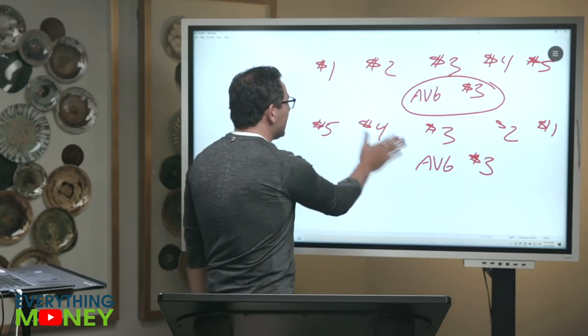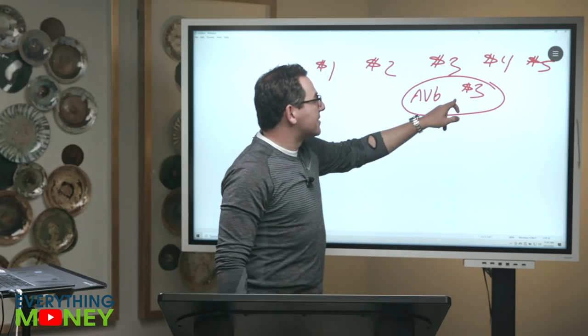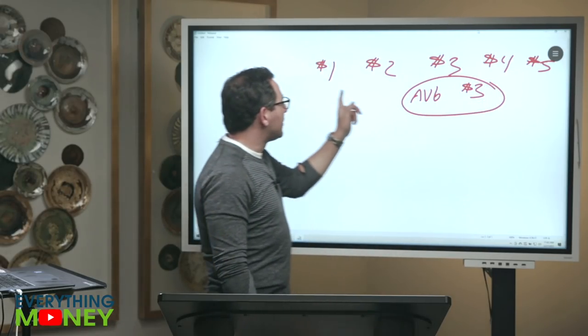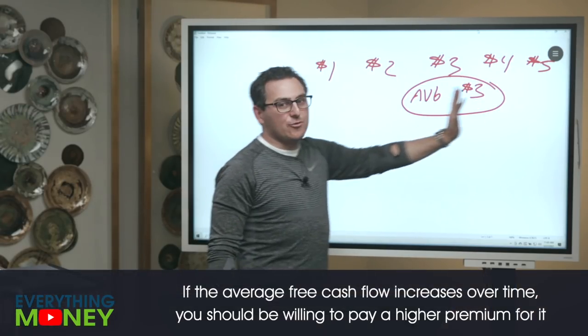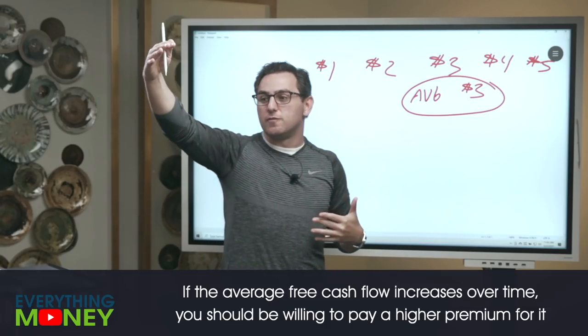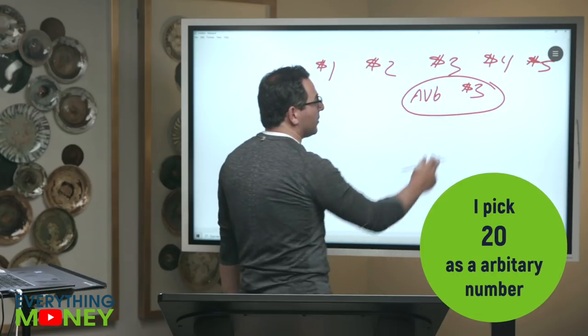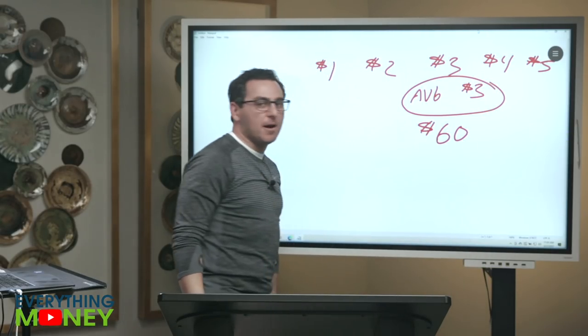So here though, if it's increasing, I'm willing to pay a little premium because the last year was five, but the first year is one. The average is three. So when it's increasing, you should be willing to pay a higher premium because the average is going to increase over time. Does that make sense? Yep. I picked 20 as an arbitrary number. Now, if I paid 20 times free cash flow for this, I'm going to pay $60.